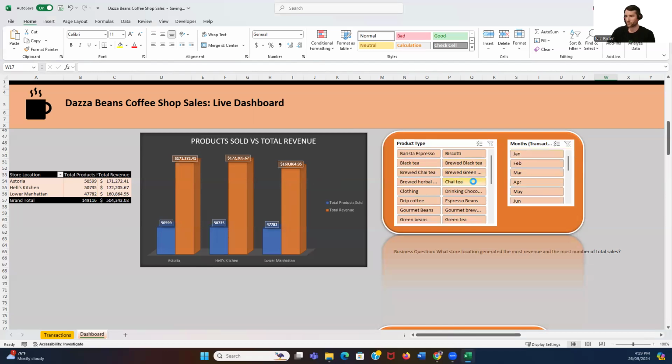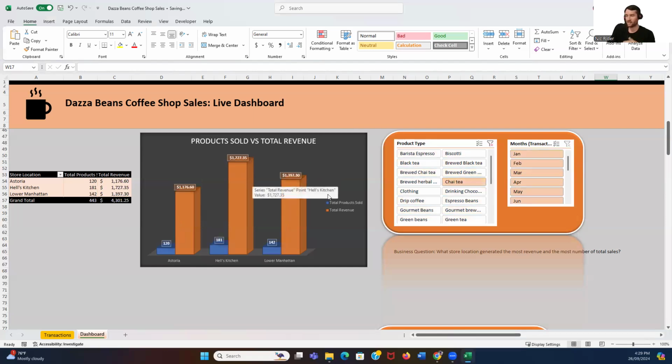Okay, so if I just want to go chai tea, what's the chai tea revenue generated through these three locations? I can look at that and go, okay, well, Hell's Kitchen really outperforms the other places in terms of selling chai tea. So I need to get some more chai tea products in those particular places.